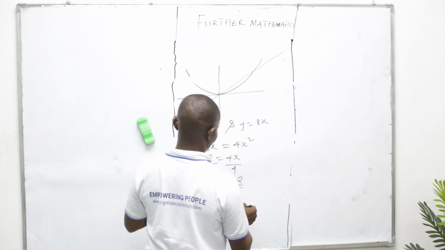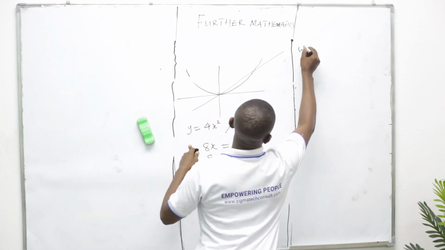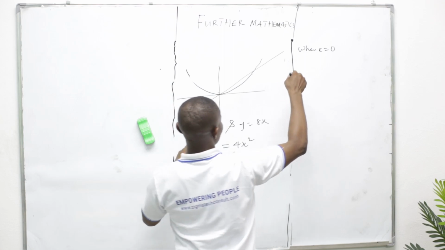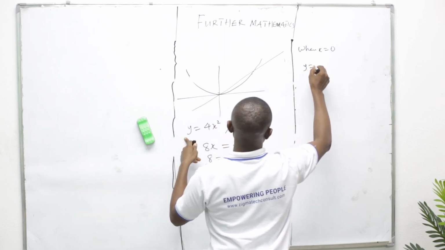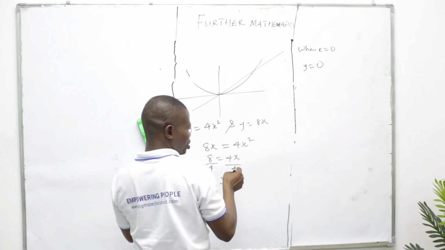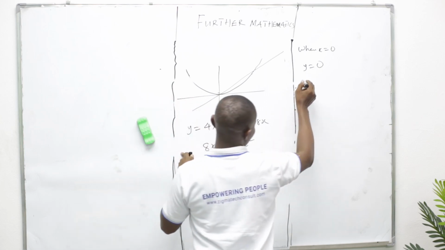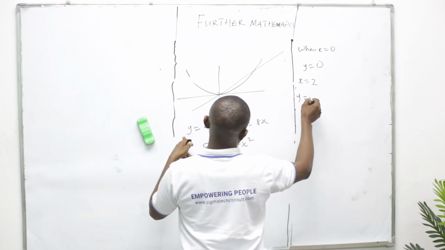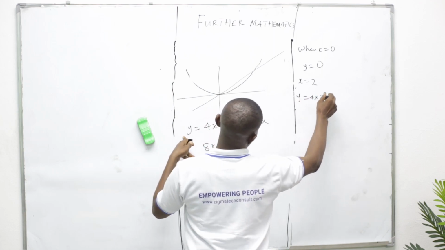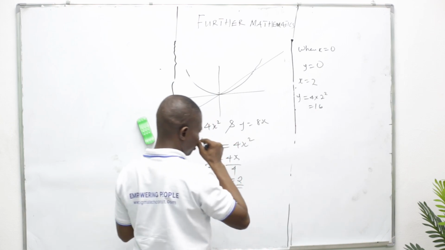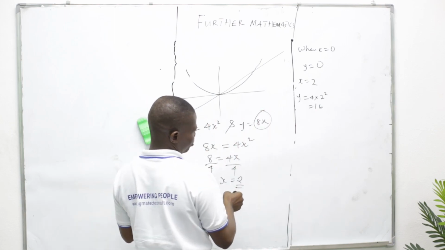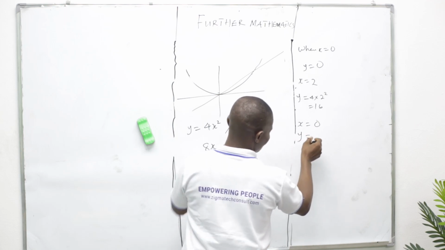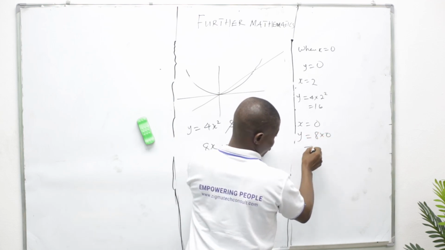Now, when x equals 0, y will give us 0. And when x equals 2, y will produce 4 times this, that is 16. Let's also check this. When x equals 0, y will produce 8x. That is 0.